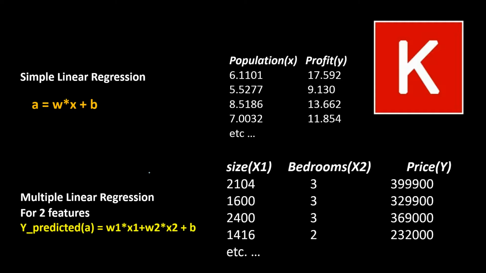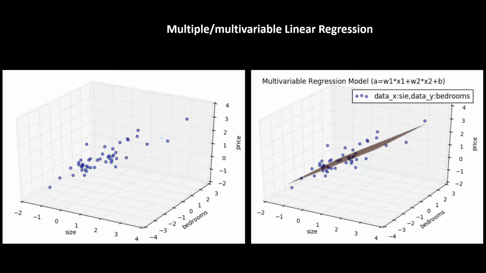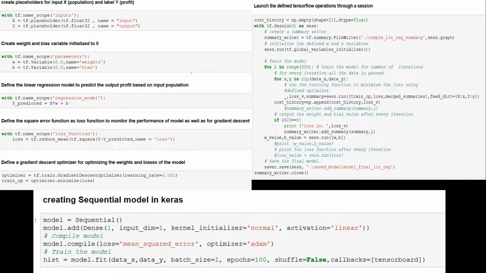The example which we are going to use is the same as that we used in the previous episode for TensorFlow, and the target will also be the same: given this sort of data for simple linear regression, we have to learn the best fit line, and given this sort of data, we have to learn a hyperplane which will be the best fit to this data. So this is just to show you one comparison.